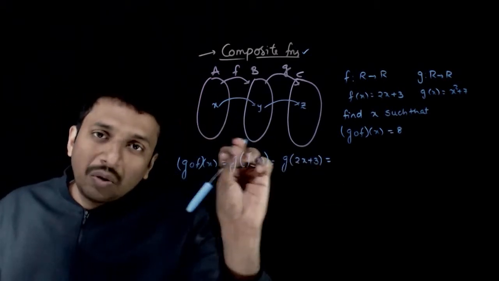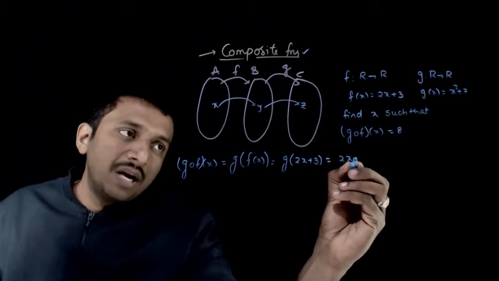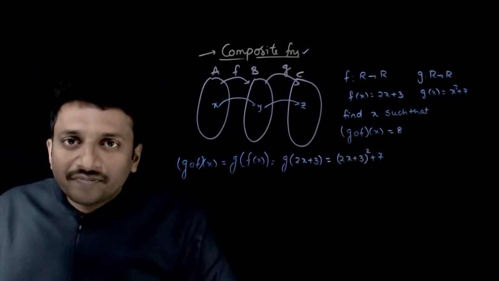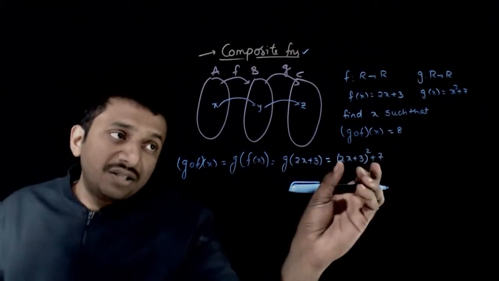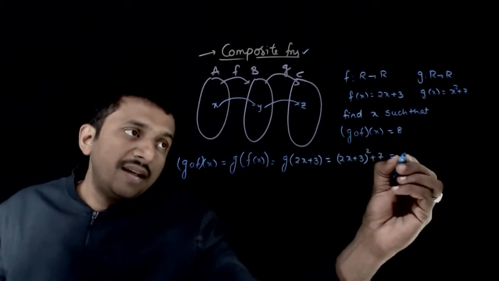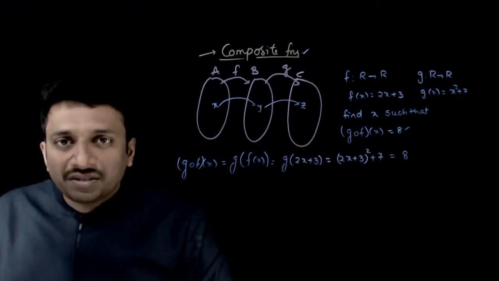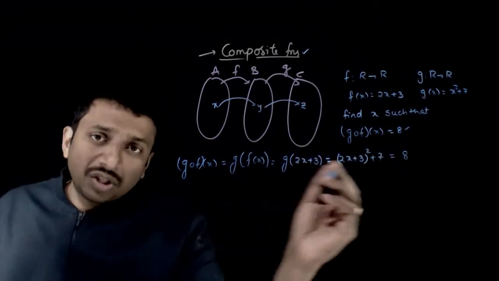So if 2x plus 3 goes inside g, the value that comes out is 2x plus 3 whole square plus 7, right? So GOF of x is 2x plus 3 whole square plus 7, and this is given as equal to 8. You're asked to find the values of x which satisfy this. So let us solve this.